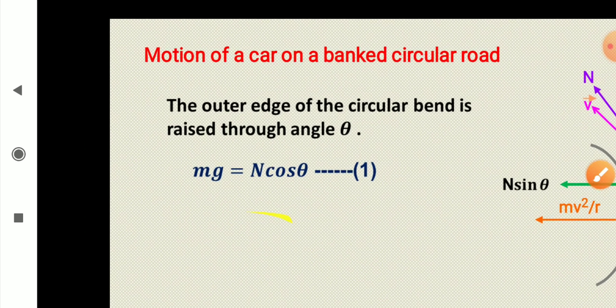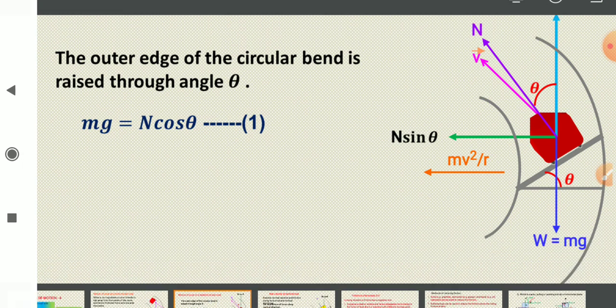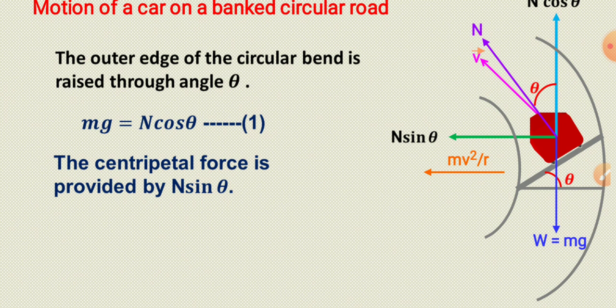So let's see. So mg is equal to n cos theta, as I told you, equation 1, and next equation is the centripetal force is provided by n sin theta.